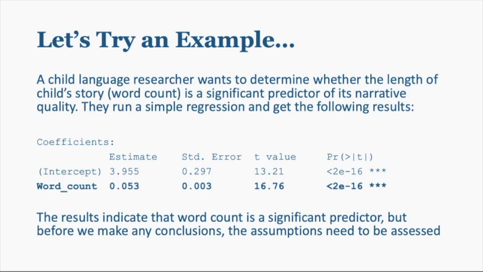So let's try an example. Let's say a child language researcher wants to determine whether the length of a child's story, the word count, how many words are in there, is a significant predictor of its narrative quality. They run a simple regression and get the following results. If we look at the word count estimate, we get 0.053. We can look over at the p-value, it's significant. So for every 1 word increase, we expect the narrative quality to go up 0.053 units.